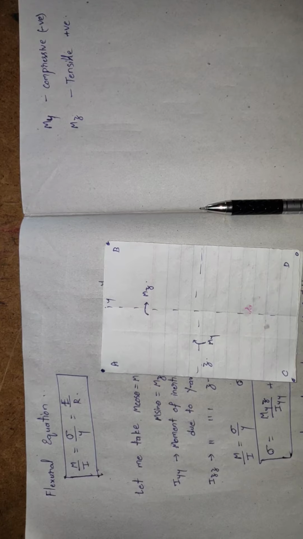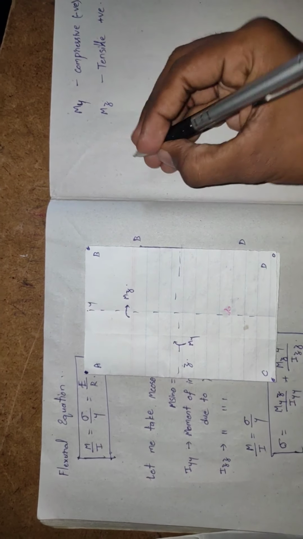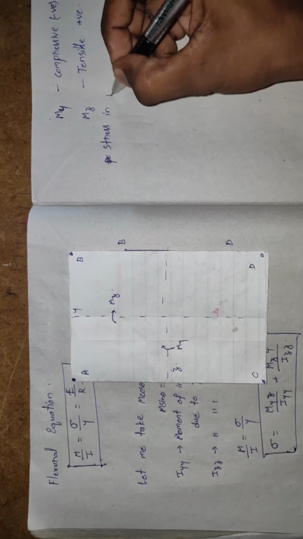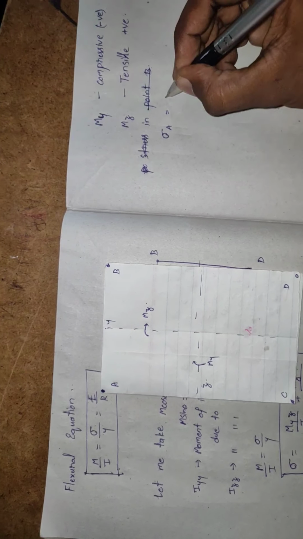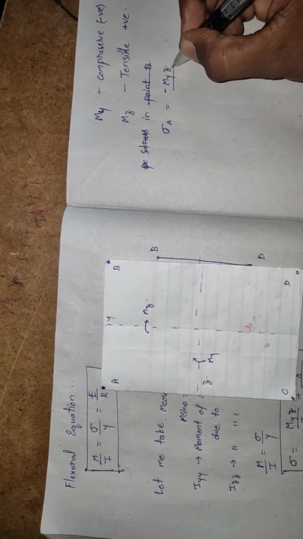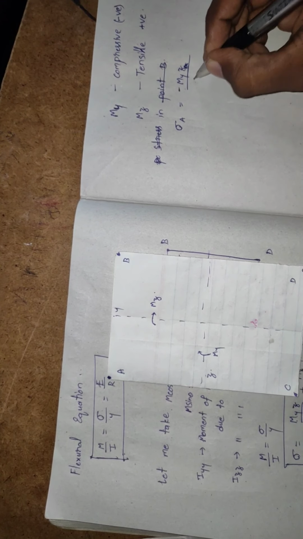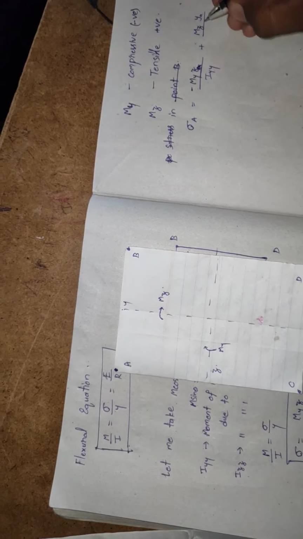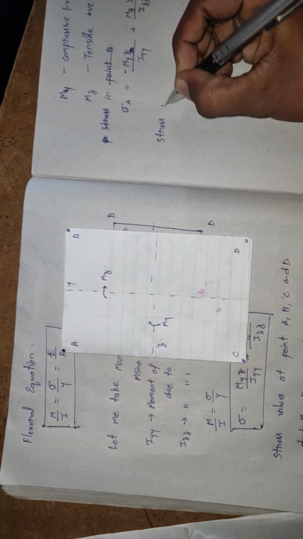Similarly, we are going to find for point B, stress in point B. Okay, this is, oh sorry, then stress in point A will be equal to minus My Za by Iyy plus Mz into Ya by Izz. Okay, now stress in point B.